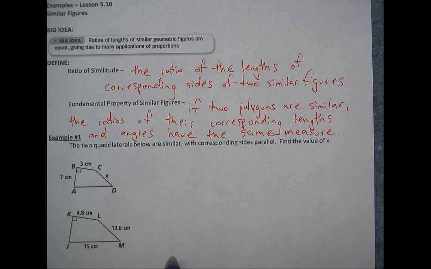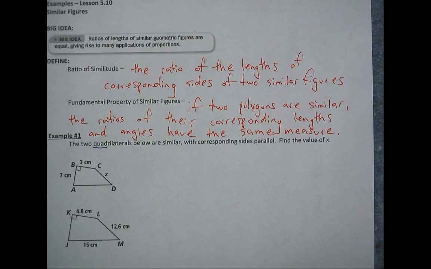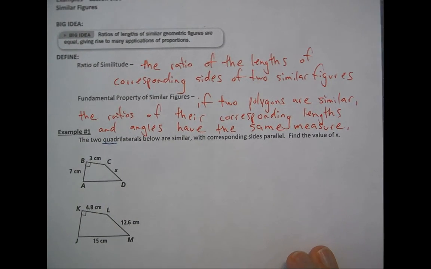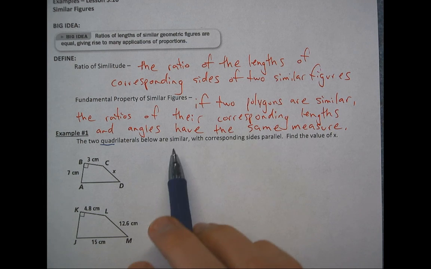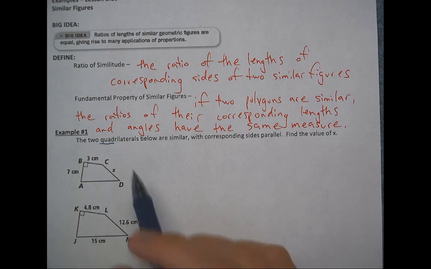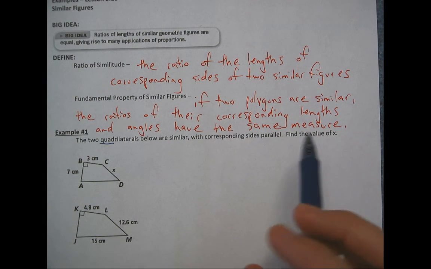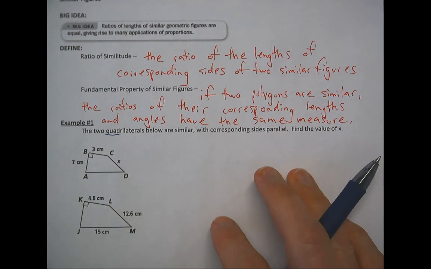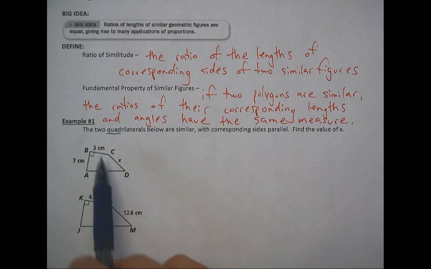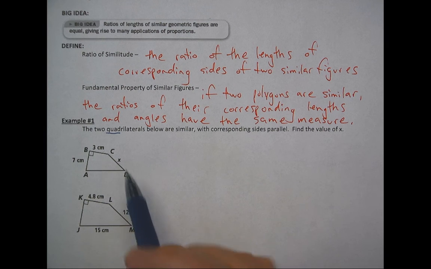We have two quadrilaterals, quad meaning 4. When you write a quad, right, there's 4. So a 4-sided shape, it's not a perfect shape like a square, a rectangle, a trapezoid. It's just a 4-sided shape. They tell you they're similar, which means we're allowed to set up equal ratios. They tell you the corresponding sides are parallel. Find the value of x. All right, so what we want to do is we want to set up some proportions like we had in 5.9, and we're going to cross multiply to find our missing sides.